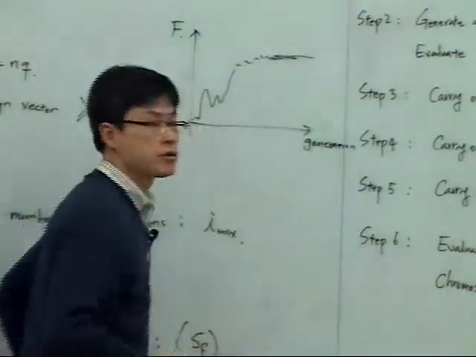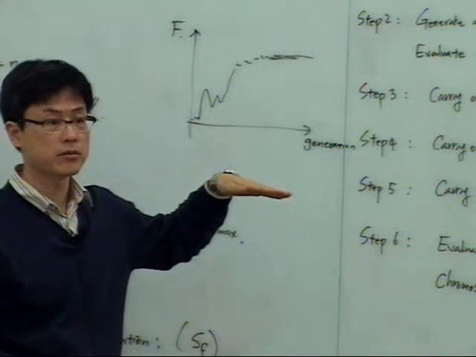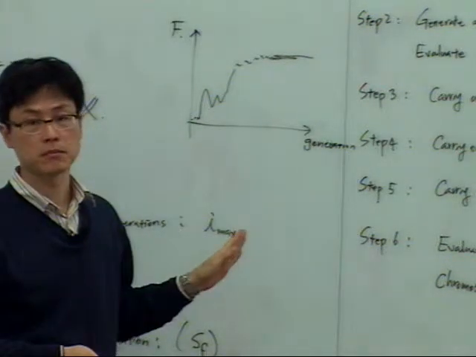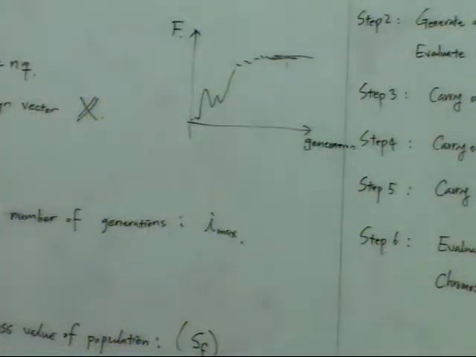If the change or slope of the average value of the fitness function of the population is less than some value, you can stop. The other thing is, if the standard deviation of fitness value over the population is less than some value, then you can stop. Or if the generation number reaches some maximum, then you can stop.